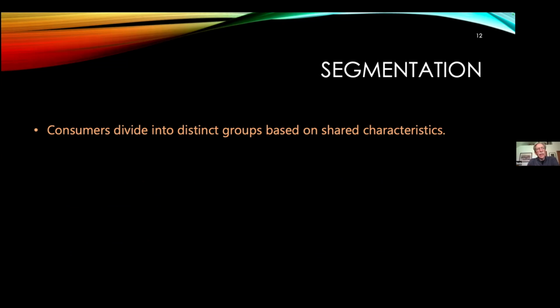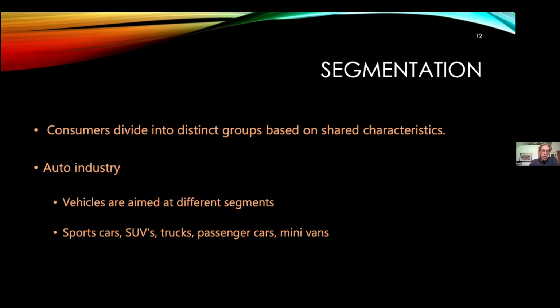As I said, when I taught at Northwestern, we talked about STP: segmentation, targeting, and positioning. And the idea is, and I think intuitively you all understand this, segmentation is all about the fact that there isn't just one single customer. There are different groups of customers that have shared characteristics in some form. And I'm going to go through some examples of this.